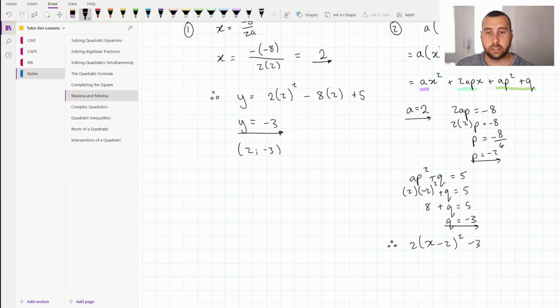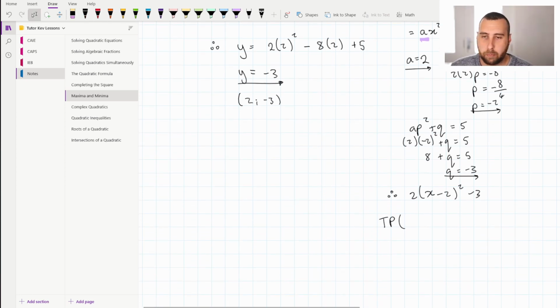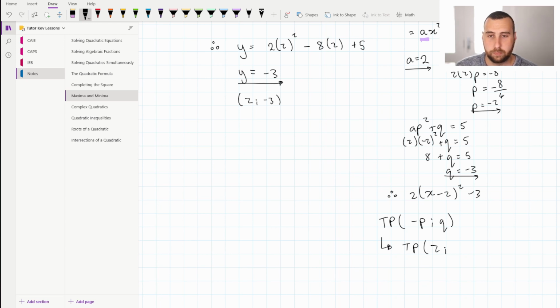Now from the completed square, we can find our turning point by having the negative p value and the q value from our completed square form, our turning point form of our quadratic. So if you're ever given the quadratic in this form, then straight away you can get your turning point by just observing the values that you have. So from here we can see that our turning point is going to be minus (-2), which is positive 2, and minus 3.